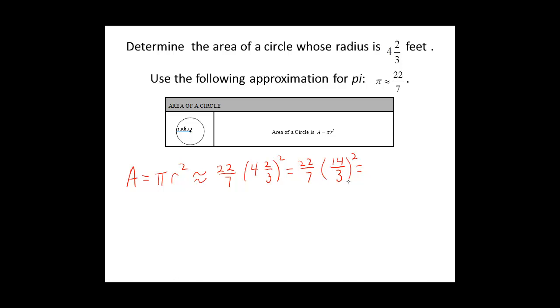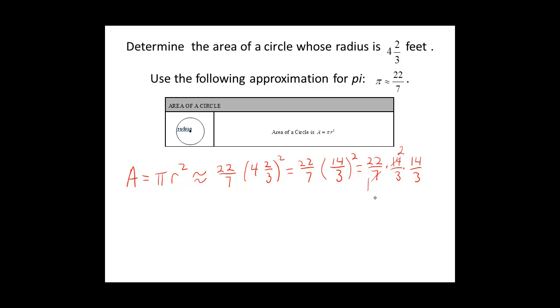Now we will square this fraction by multiplying it twice. So we have 22 over 7 for our approximation of pi, and then our radius squared would be 14 thirds times 14 thirds. Okay, so now we're multiplying. We can divide out common factors in the numerator and denominator. I have a 14 in the numerator here and a 7 in the denominator, so I will divide out a 7 and get 1, divide 14 by 7 and get 2.